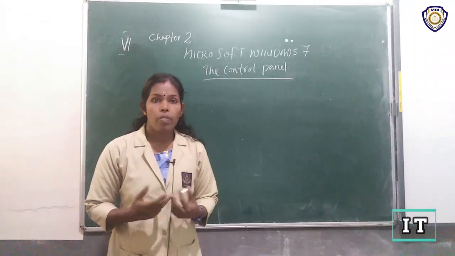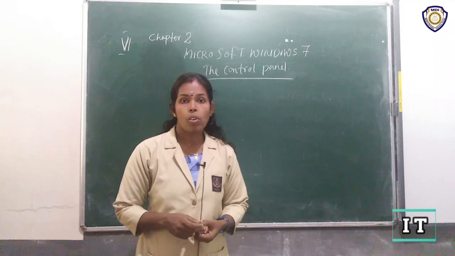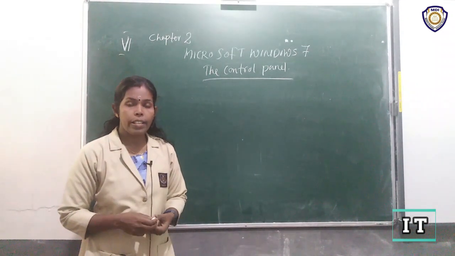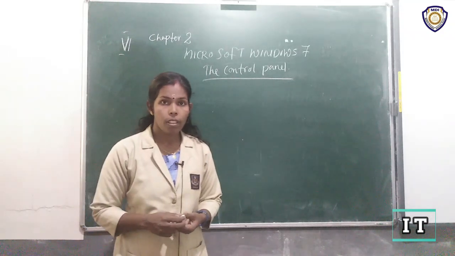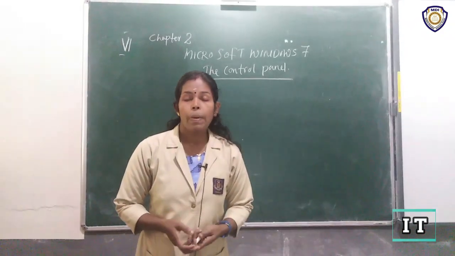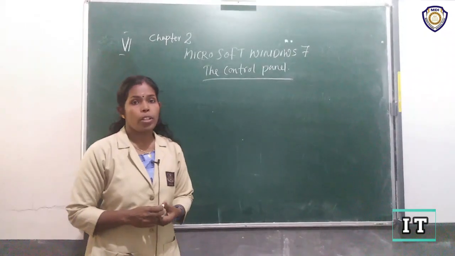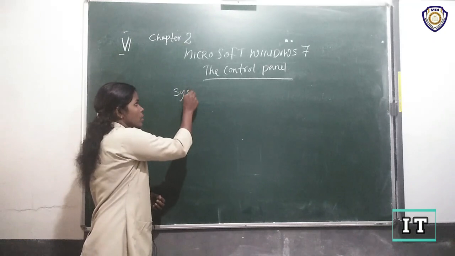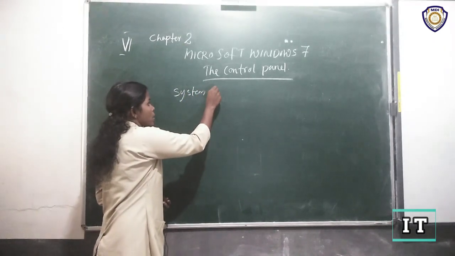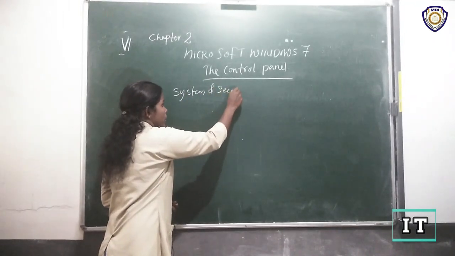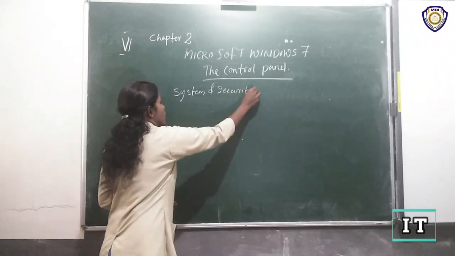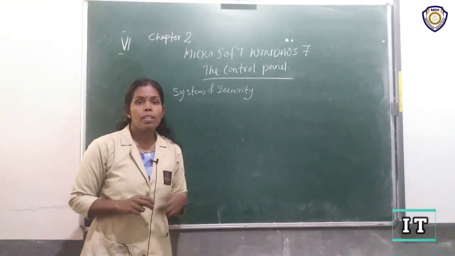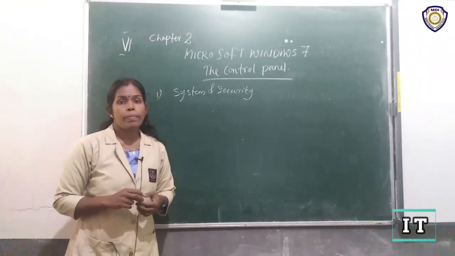We want to discuss the control panel and its options. How many options are there in control panel, and for what purpose we use each option. System and security is the first option. It is to set the system.